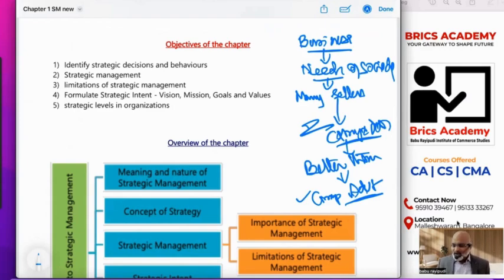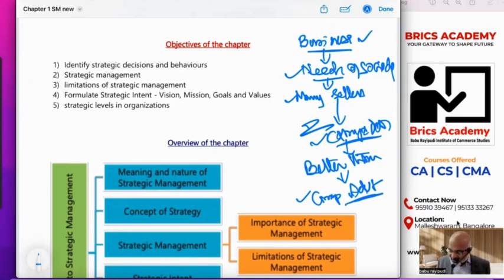Now understand. We have a concept called business. In business, we have to meet the needs of the society. In meeting the needs of the society, not only you alone, there are many people who are meeting the needs of the society. When there are many people meeting the needs of the society in your business, we call it having a competition.